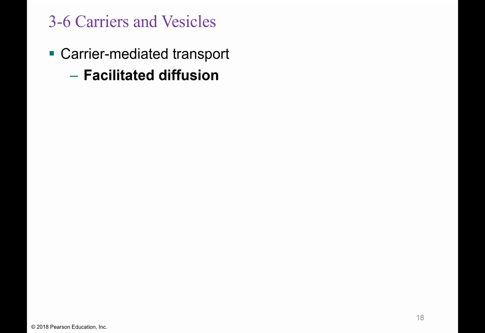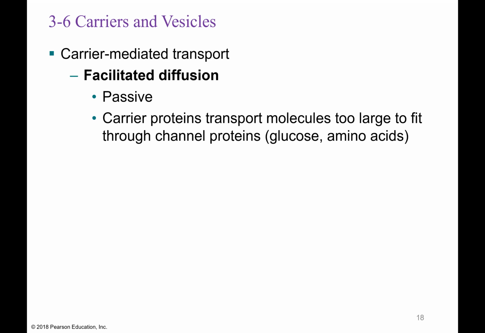Carrier-mediated transport. This is called facilitated diffusion. This is a passive process, does not require energy in the form of ATP. You have carrier proteins that will transport molecules that are too big to fit through a channel protein. Channel proteins are great for ions and water, for example, but when you have large molecules like amino acids and glucose, you need a carrier protein that will transport it through that membrane.